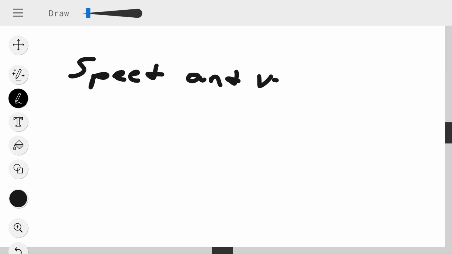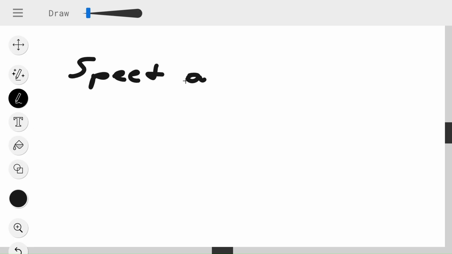Hello. Today we're going to understand the difference between speed and velocity. These two terms are often confused, but in physics they are not the same. Let's start with speed.